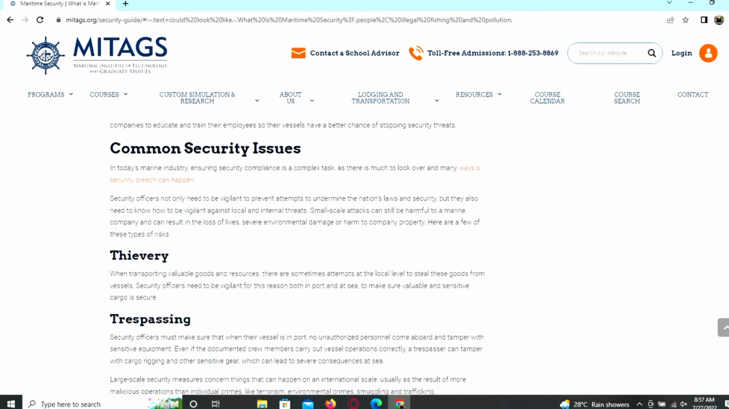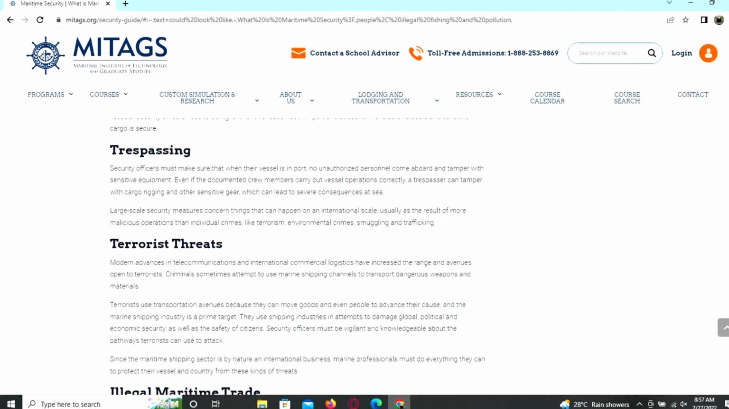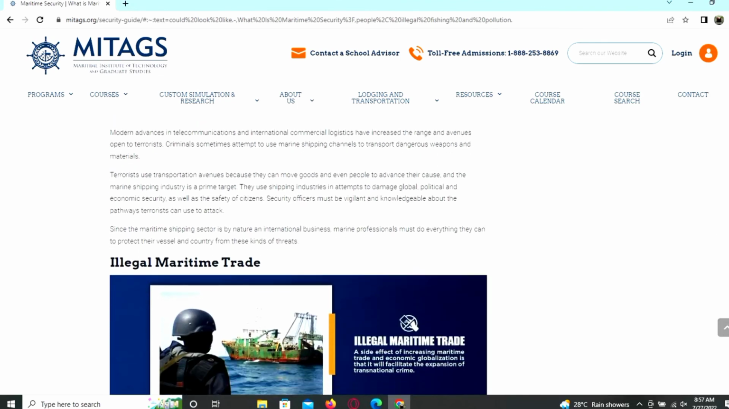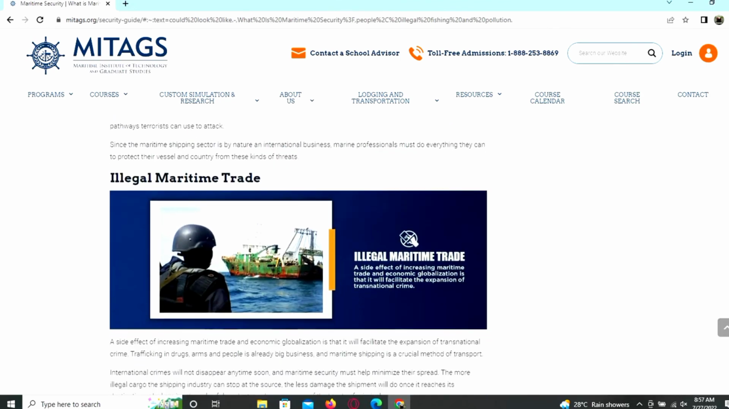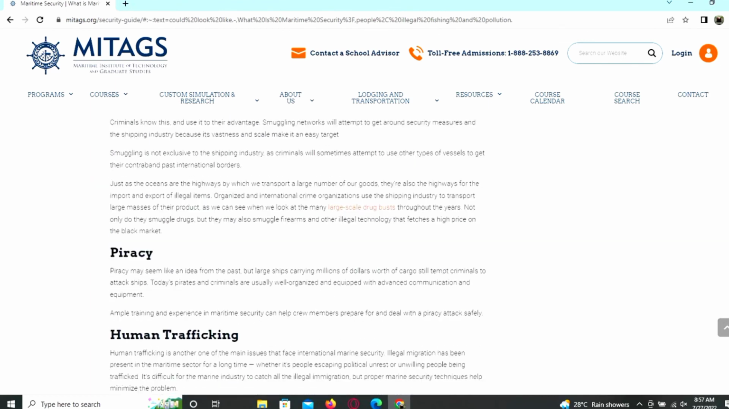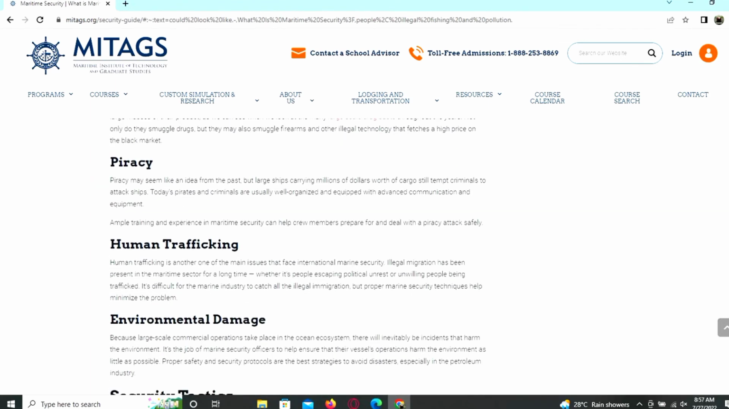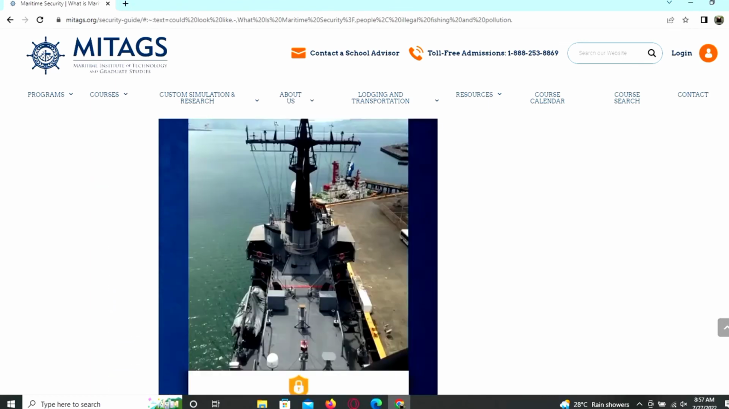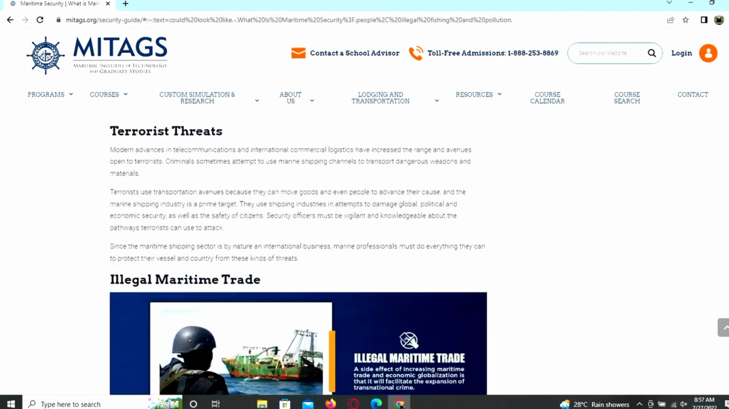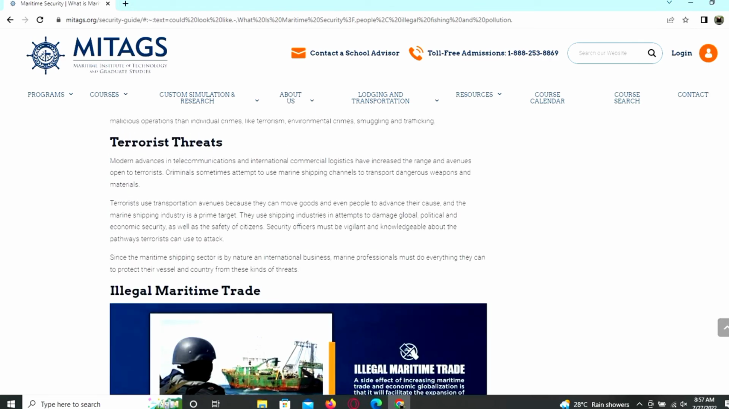Here are some of the following types of risk: trespassing, terrorist threats, illegal maritime trade, piracy, human trafficking, environmental damage, security tactics. Okay guys, so these are the maritime threats that can face anyone.